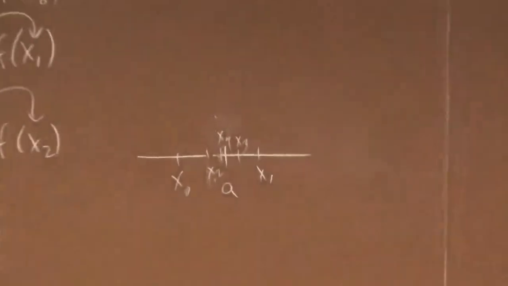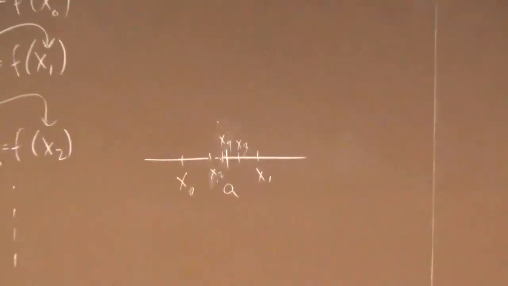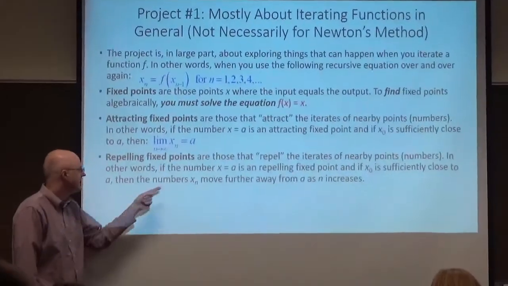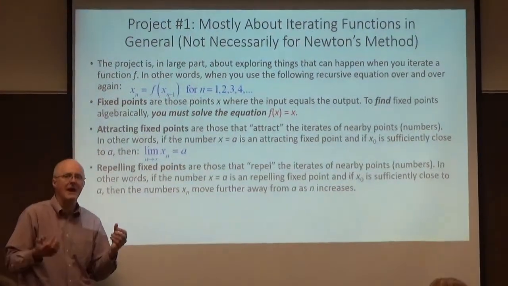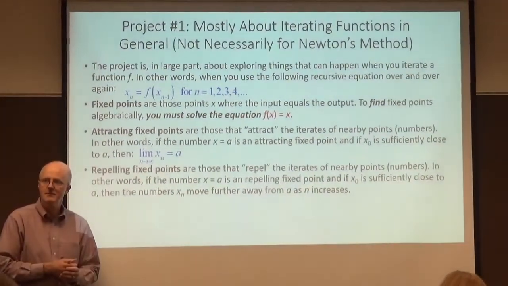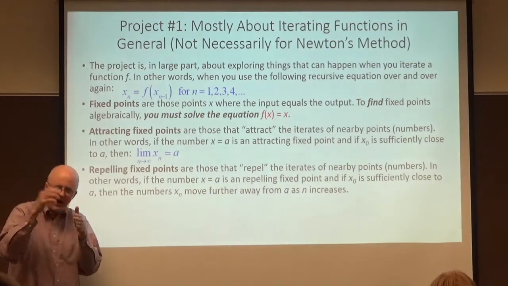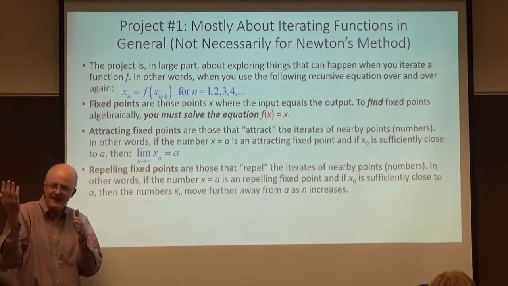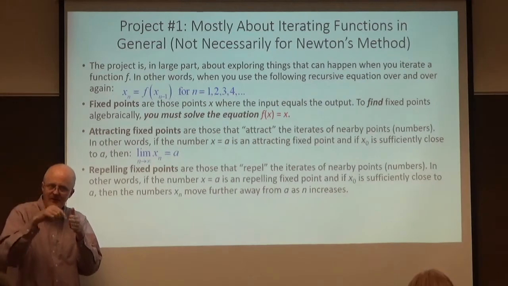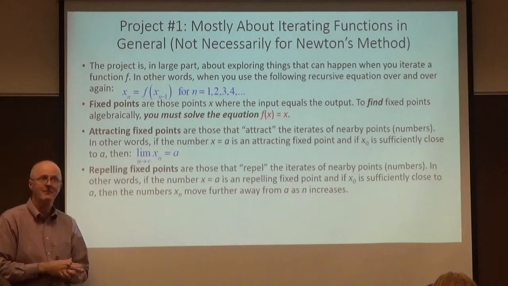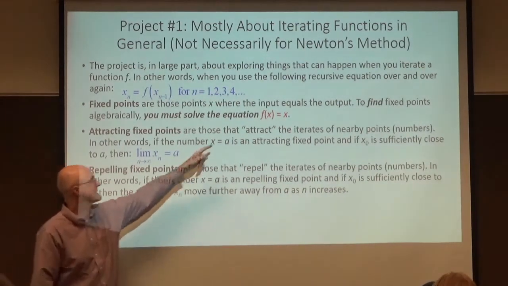On the other hand, repelling fixed points don't attract nearby points, they repel them. If x0 is sufficiently close to A, then the numbers xn move farther away from A as n increases. It's repelling if, when you start close to the point, how close is close? Well, you just got to experiment. If you start even arbitrarily close to A, the point moves away as you keep iterating. That would be repelling. But these things are fixed points. They first have to satisfy this equation.